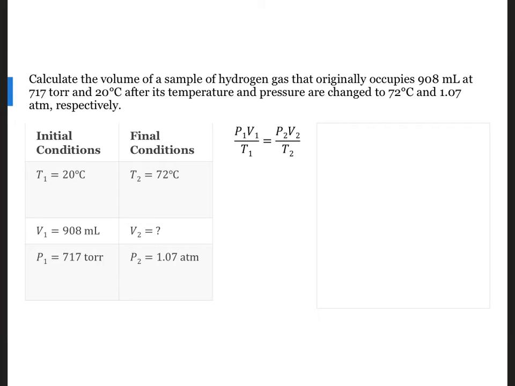First, convert the temperatures to the proper scale. We see 20 degrees Celsius needs 273.15 added to it to get 293 Kelvin. 72 degrees Celsius becomes 345 Kelvin, after we add 273.15 and round to 3 significant figures. The volumes can remain unchanged, but the units of pressure need to agree. Let's take P1 to atm by taking P1 equals 717 torr times 1 atm over 760 torr to give us 0.943 atm.